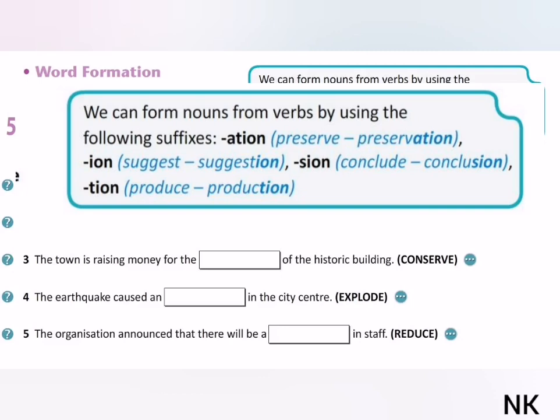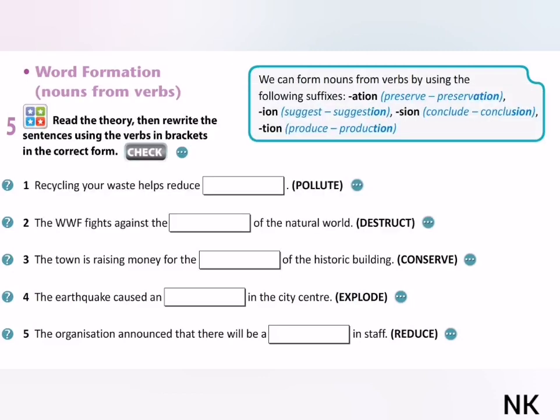-ation: preserve, preservation. -ion: suggest, suggestion. -sion: conclude, conclusion. -tion: produce, production. Rewrite the sentences using the verbs in brackets in the correct form.